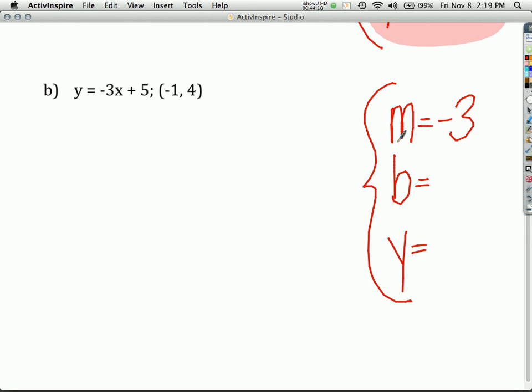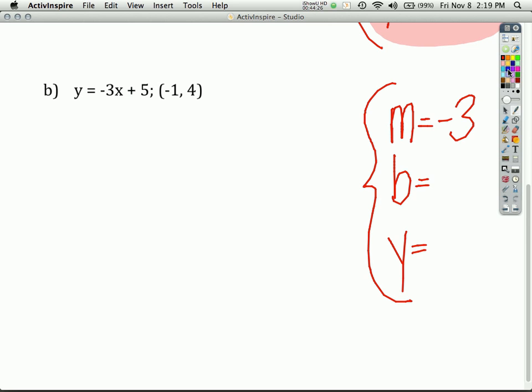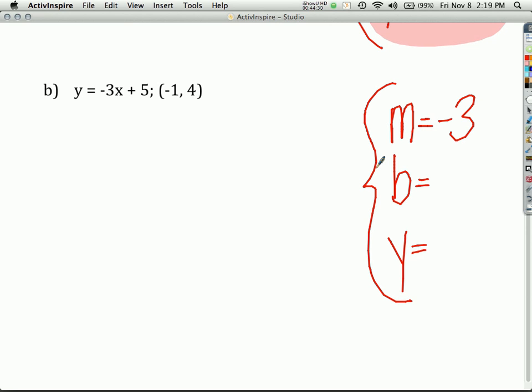But now I need the y-intercept of my new line. This is the y-intercept of my original line. I need the y-intercept of my new line. So what can I do to find that? Kayla?